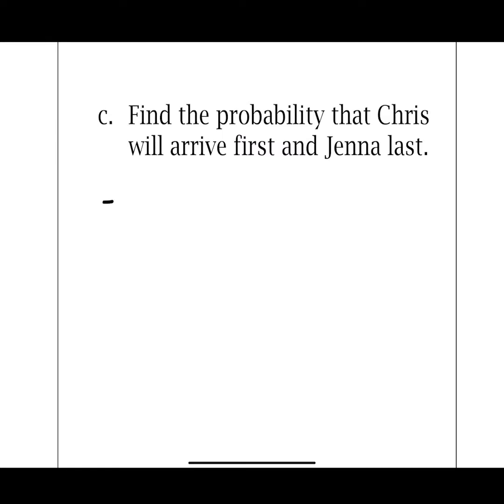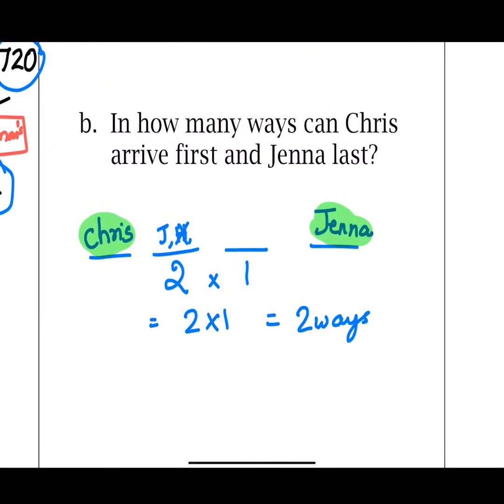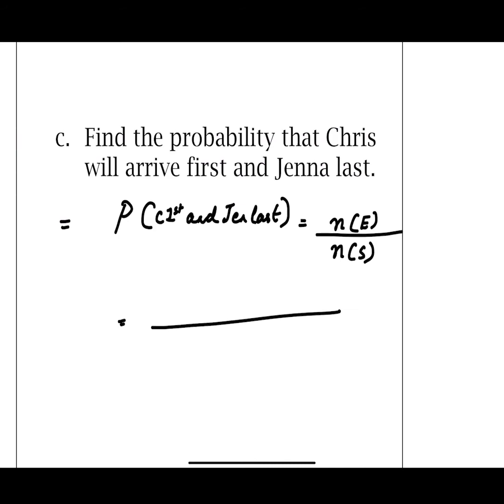Remember, every time they say probability of Chris coming first and Jenna coming last, how do I find the probability? Probability is the number of times the event occurs over the total number in the sample space, right? So that is everything possible. How many ways can Chris, John, Jenna, and Haley come? You're trying to look at how many ways can all 4 of them arrive, which is 24 ways. Do you see that? We have found that, which is 24 ways. That is the total sample space.